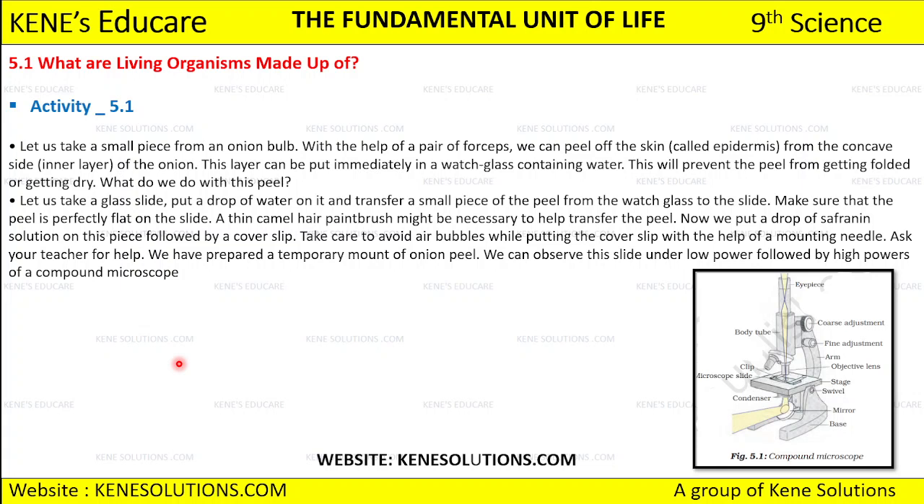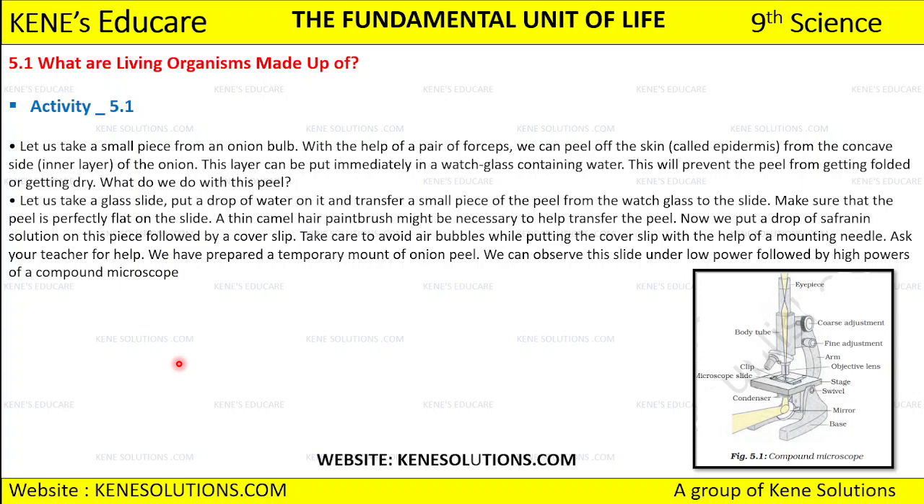उसके ऊपर हम लोग 1 drop of safranin solution डालेंगे, and then we are going to add a cover slip. And while adding the cover slip, we need to take care that there should be no bubble formation. For that we need to use a mounting needle. तो आप वो peel के ऊपर mounting needle रखोगे, and then you are going to put that cover slip so that bubble ना आए उस पर. उसके बाद we have this temporary mount of onion peel, that is the slide which is ready with us.